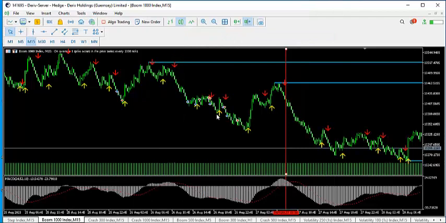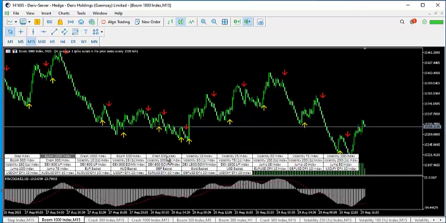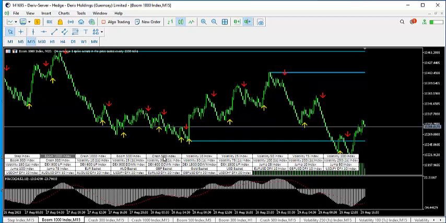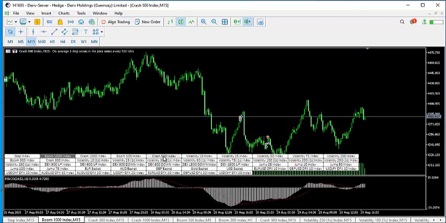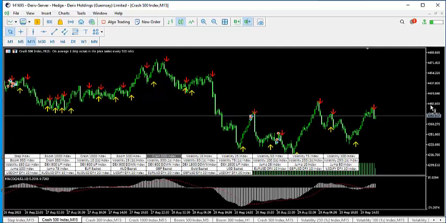On Crash 500. This system can be used on any of the Deriv assets. It can be used on volatility, it can be used on crashes, as many assets as we have on Deriv. I'm going to be doing more videos about other volatility indices too, and how you can use this system on them. So this system can also be used to trade the crash.